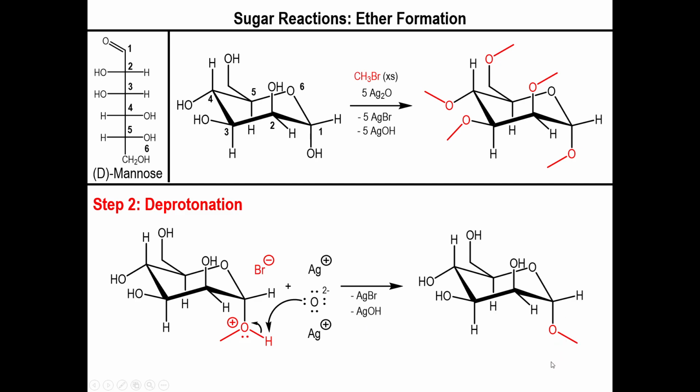And then this same exact two-step mechanism happens for the other four hydroxyls in the same exact fashion to ultimately yield the fully methylated product. So that's basically the mechanism, right? I mean, we could do it, like I said, 8 more times, but I think you get the picture. So that's one reaction, and this is the formation of an ether variant of your sugar.